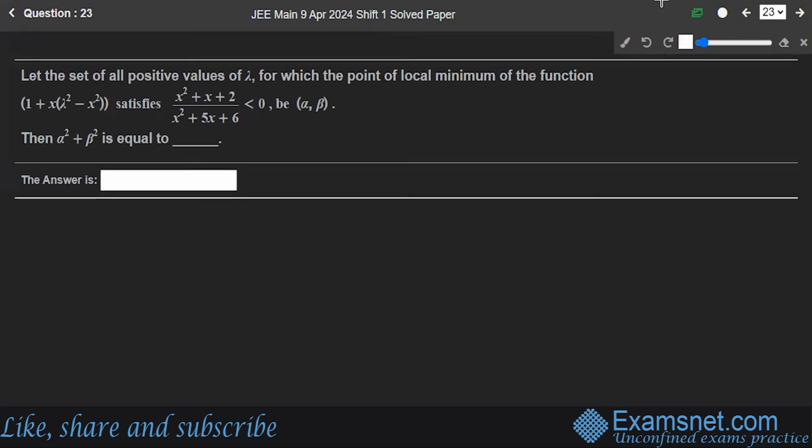Let me find all possible values of lambda for which the point of local minimum of the function satisfies this equation, with alpha and beta as the bounds. Then what is the square of alpha plus square of beta? So you have the function f(x) = 1 + x² into λ² − x²... this can be written as −x³ + λ²x + 1.